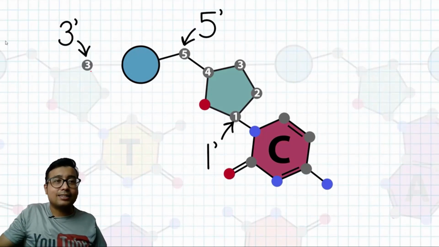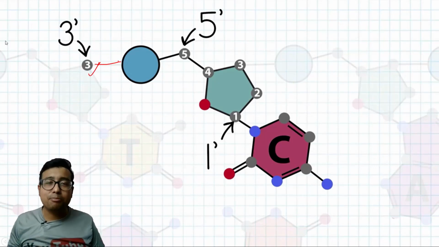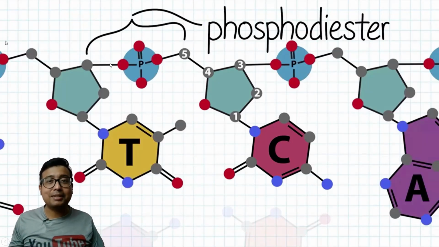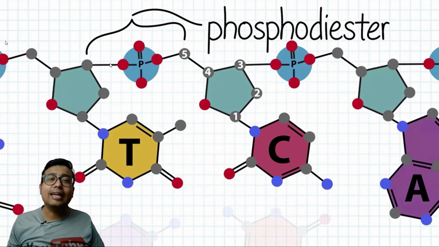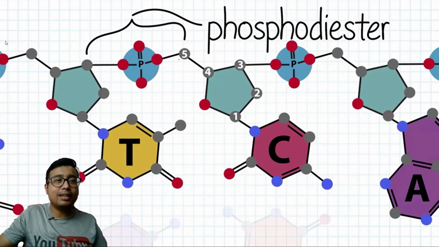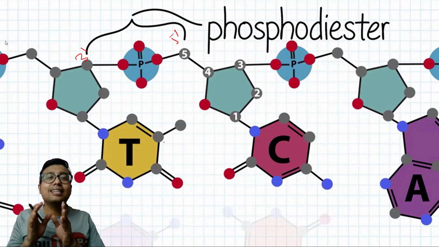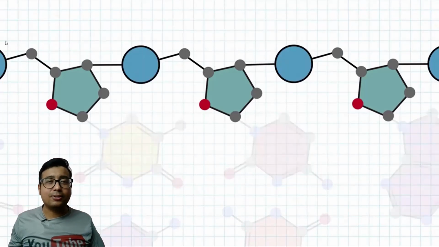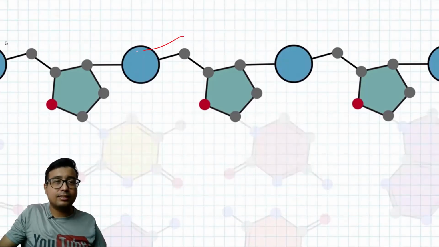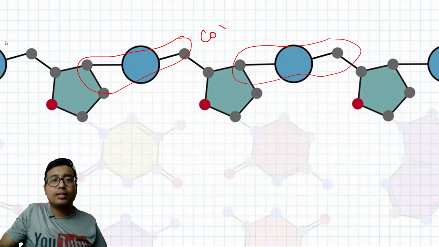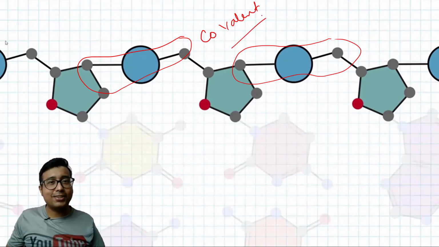So the 3 prime position of the neighbor will form a bond with its neighboring nucleotide. What is that bond? That is known as the phosphodiester bond. So a 3 prime and a 5 prime, a 3 prime, 5 prime phosphodiester bond. These are the backbone of the polynucleotide chain. So this is the backbone. This is a 3 prime, 5 prime phosphodiester bond, and what type of bond is it? It is a covalent bond.